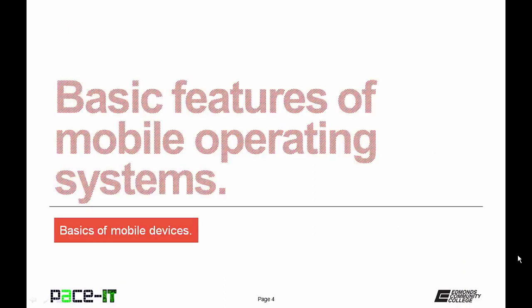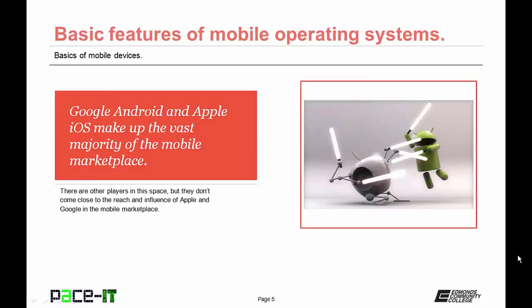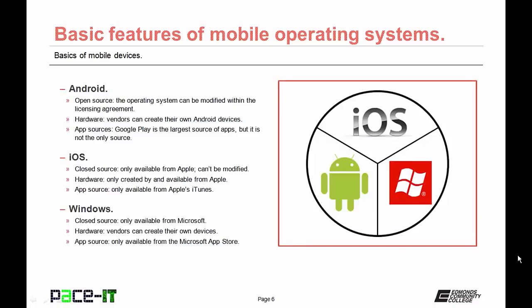We begin by talking about basic features of the mobile operating system. And as I'm sure you're aware, Google's Android and Apple's iOS operating systems make up the vast majority of the mobile marketplace. There are other players, but they don't have near the reach and influence of Apple and Google. So let's start by talking about the Android operating system.